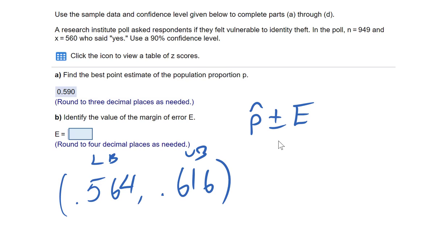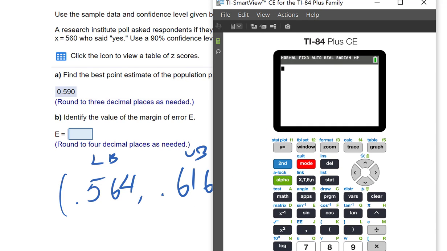Recall what I did to find the p hat was I averaged these two values: 0.616 plus 0.564 and divide by 2. I already have p hat, I don't need to do that, although it's sometimes useful to do just so you remember 0.590 is smack dab in the middle of this interval. To find E, what did I do? I subtracted these two and divided by 2. And when you do that, you get 0.026.